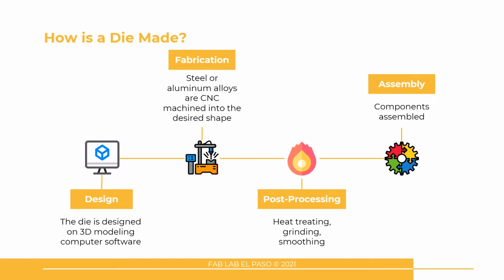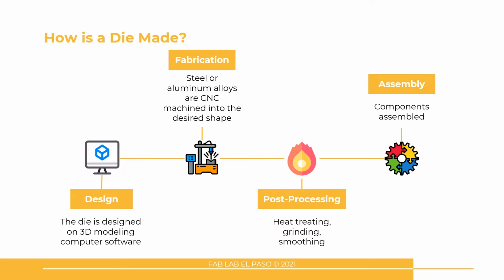So how is a die made? First, the die must be designed using 3D modeling software. This design must have incredibly precise dimensions and specifications. The 3D model is converted into a set of instructions that a CNC machine will understand. Next, the die components are machined into the desired shape. These components are typically made of steel or aluminum alloys.